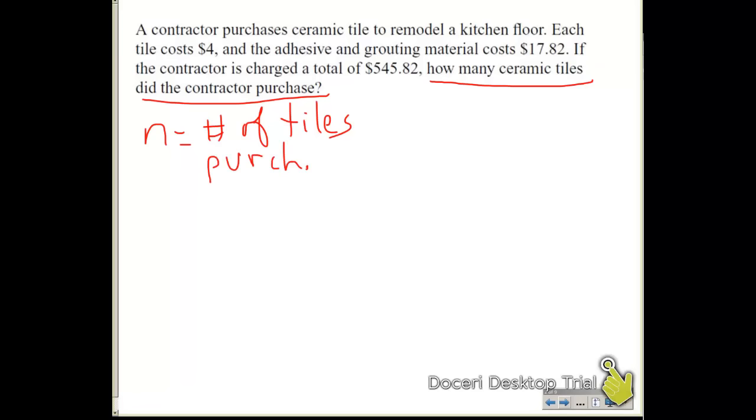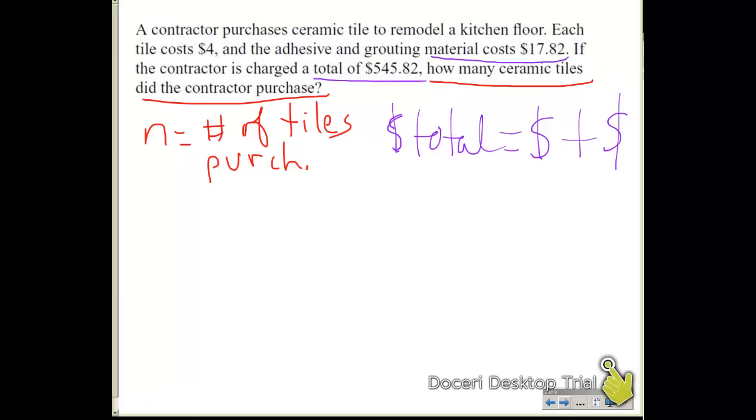purchased. So the first thing I want to point out here is we have a total. We have total dollars. So total dollars is going to equal dollars plus dollars. That's our general equation. Well, where do those dollars come from? Some of them come from the grouting material cost, and others come from the cost of each tile. So all I'm going to do is start substituting some information.